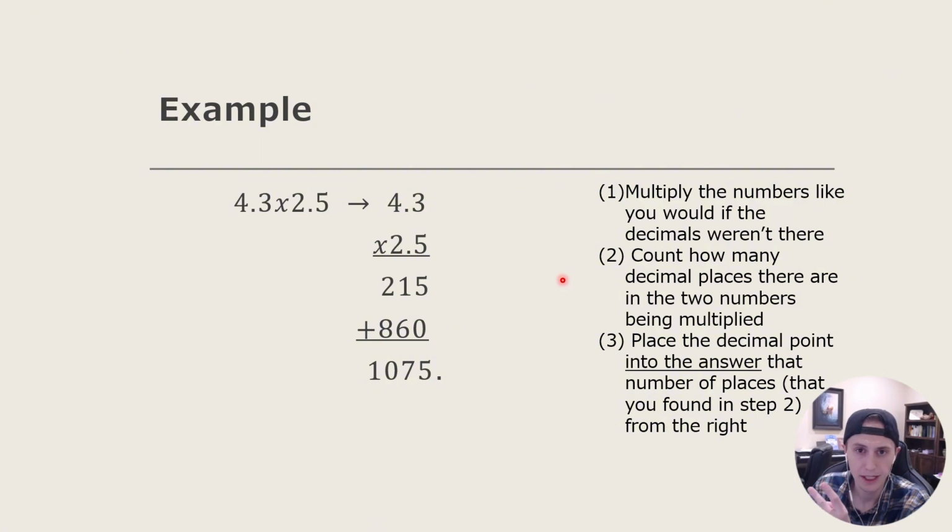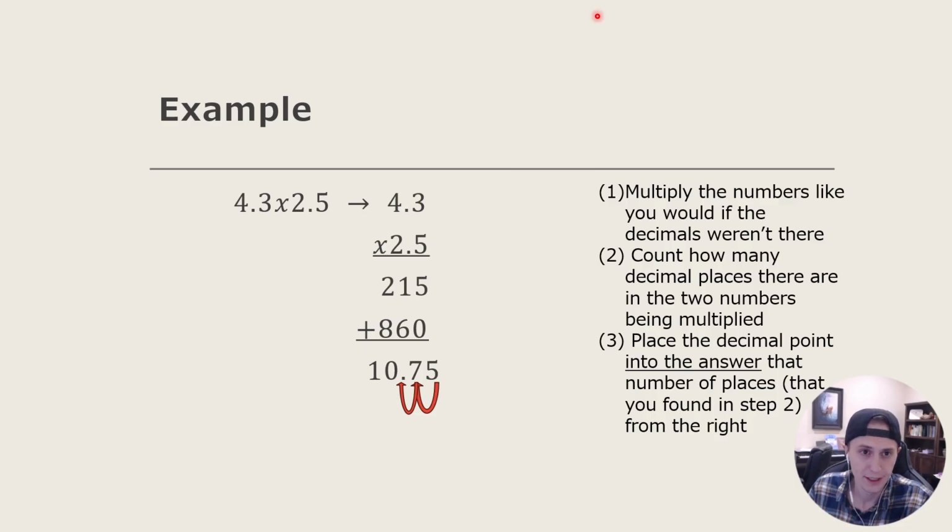So for step 3, we place that decimal point first all the way at the end, and then we scoot it over twice. So here's our illustration for it. 1, 2. Now, the correct answer is not 1075, it is 10.75.